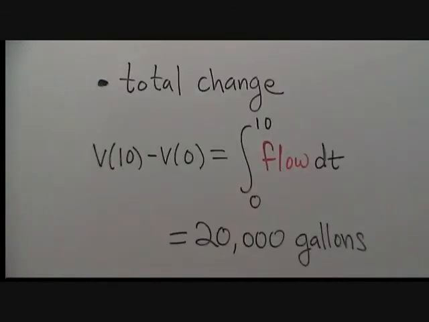Finally, for part C, we needed to compute the total change of the volume. That was the volume at time 10 minus the volume at time 0. The fundamental theorem of calculus tells us that the change in the volume will be equal to the integral of the flow. We computed that to be 20,000 gallons.